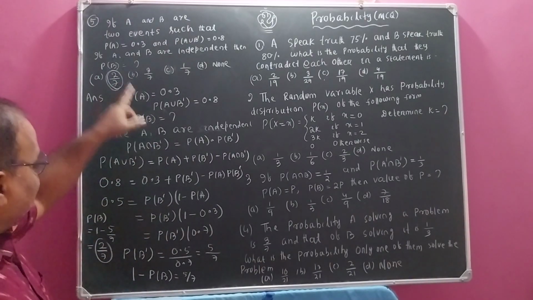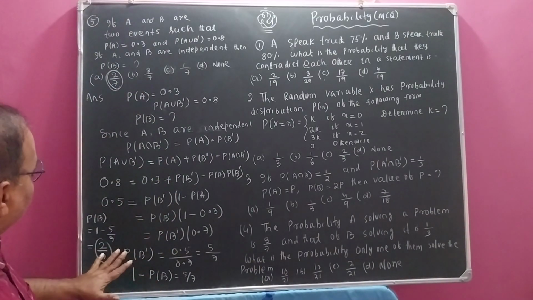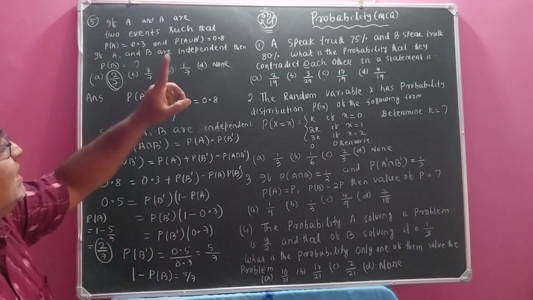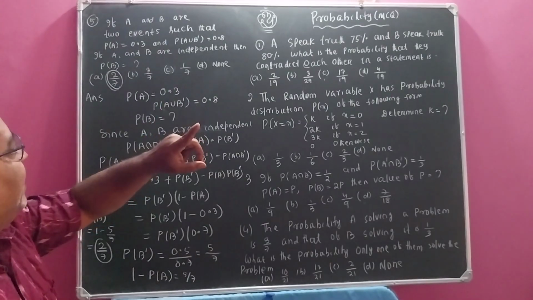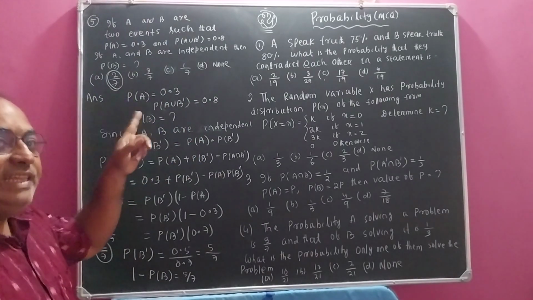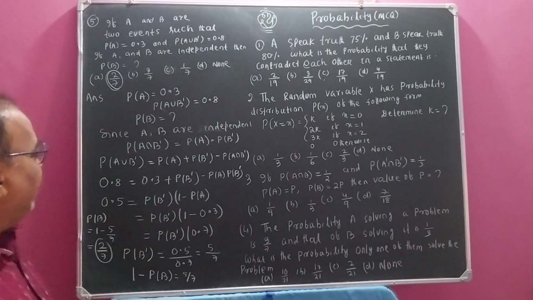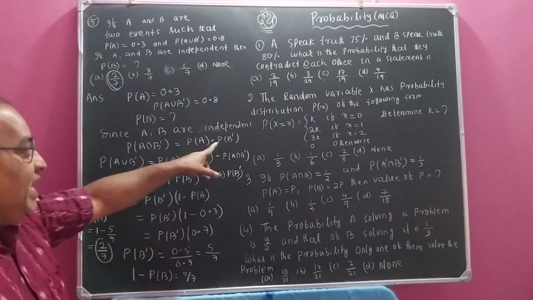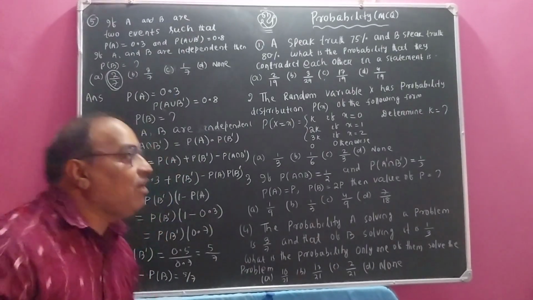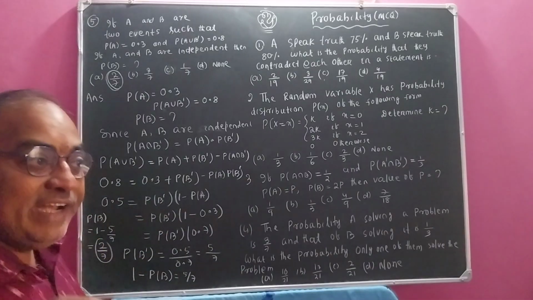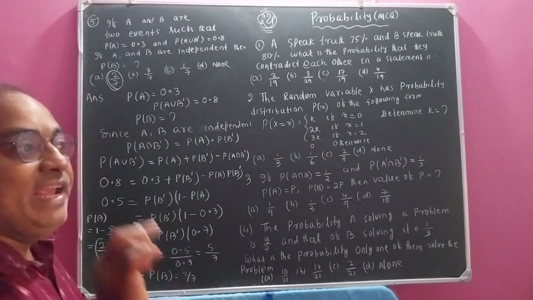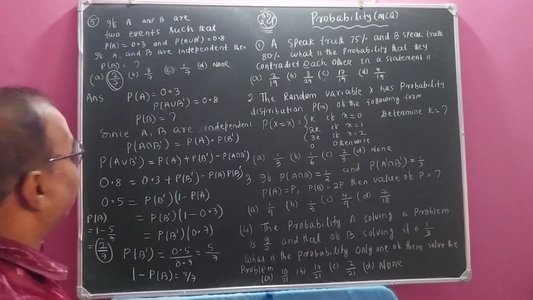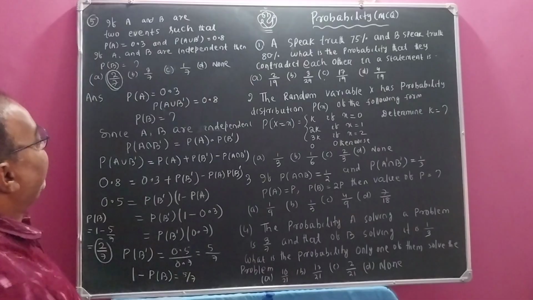Okay. So this is the procedure for finding the answer of the question. Probability of A is given, probability of A union B dash is given, and A and B are independent. If A and B are independent, then A and B dash are also independent. So probability of A intersection B dash must be equal to probability of A into probability of B dash. You have to remember, if A and B are independent, then A and B dash are independent, A dash and B are independent, and A dash and B dash are also independent. These are the concepts regarding independent events.